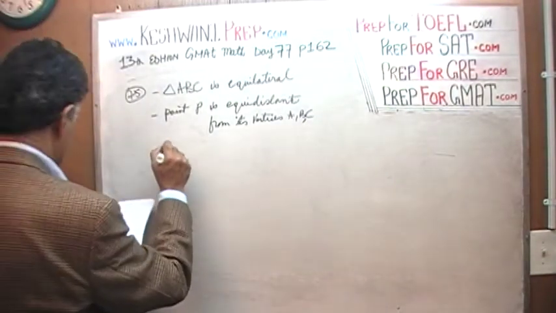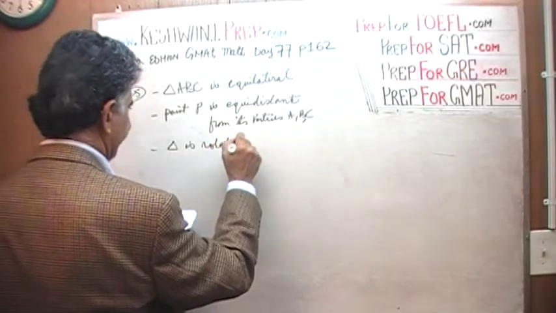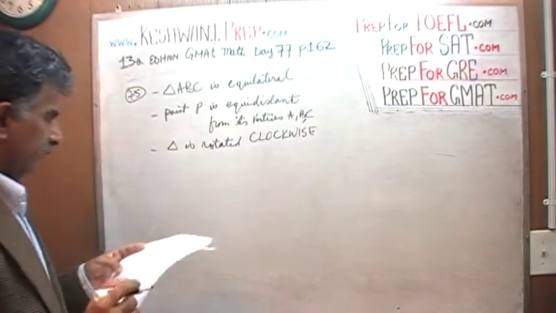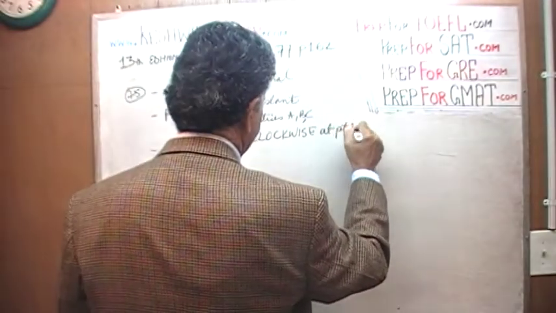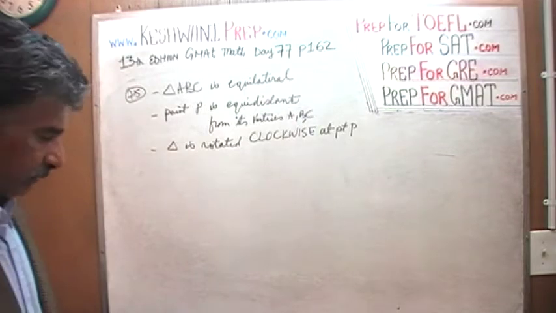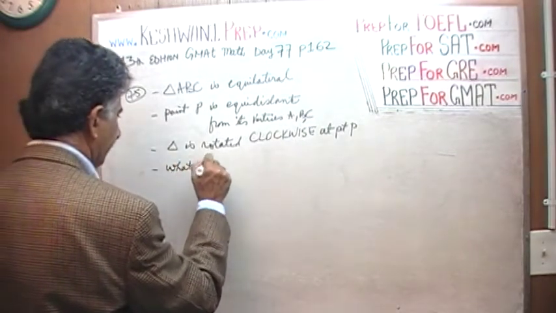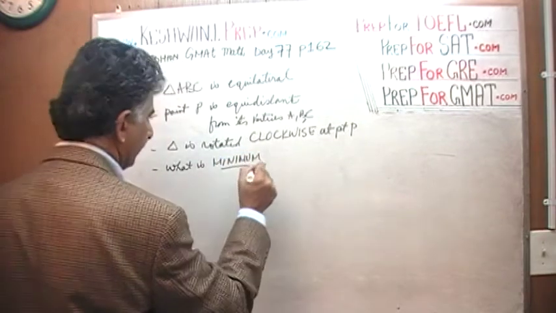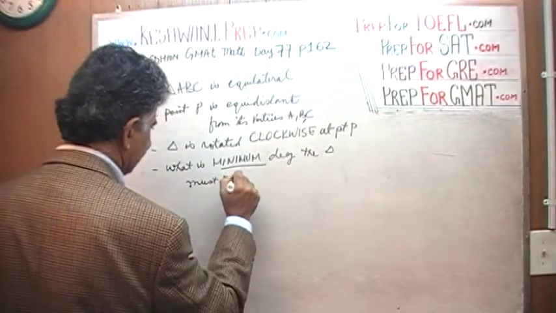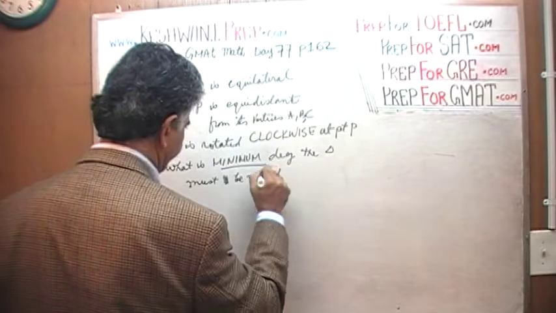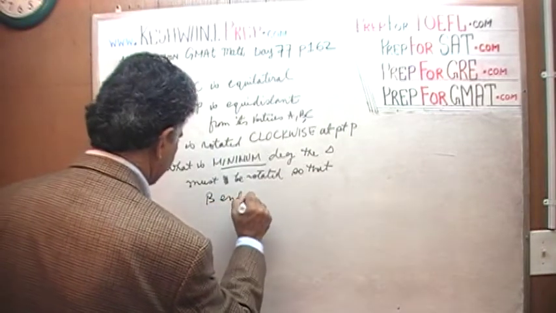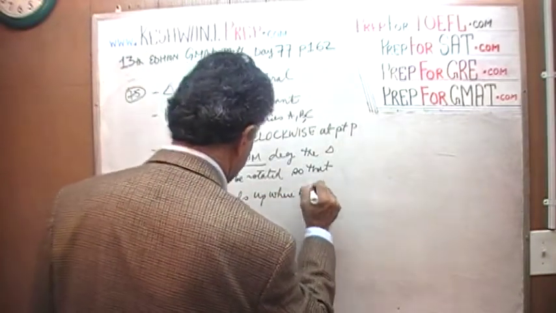Then the triangle is rotated clockwise at point P. The question simply is, what is the minimum degree the triangle must be rotated so that B ends up where A is.